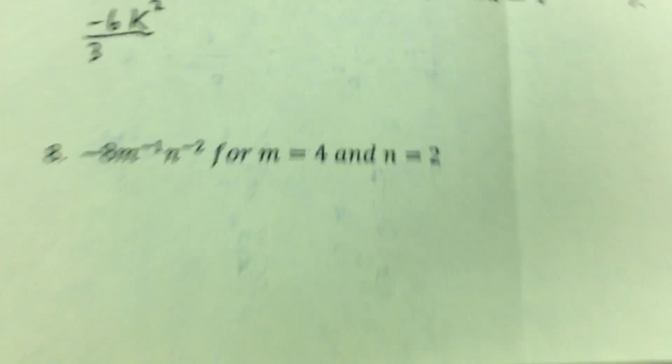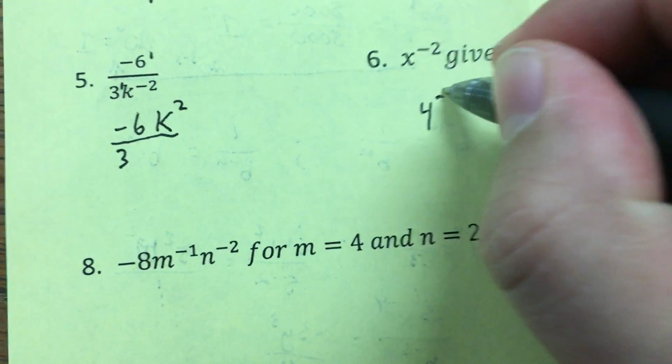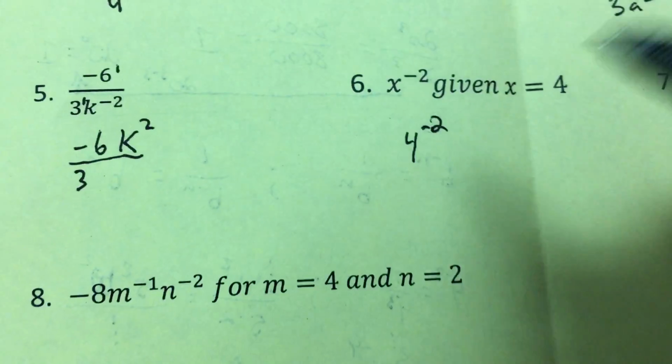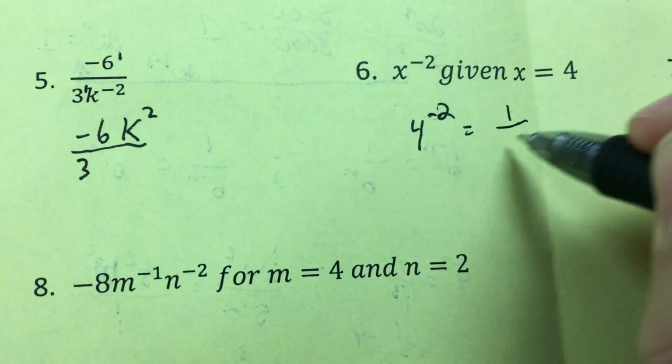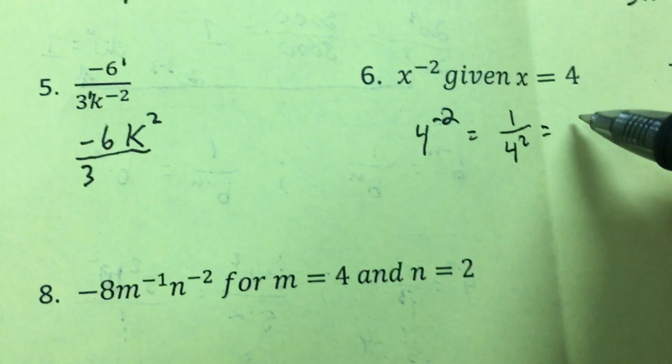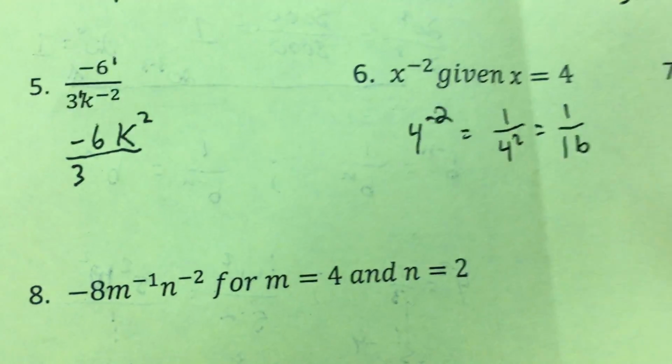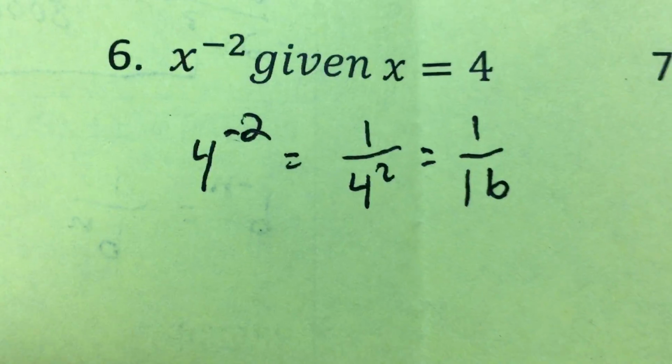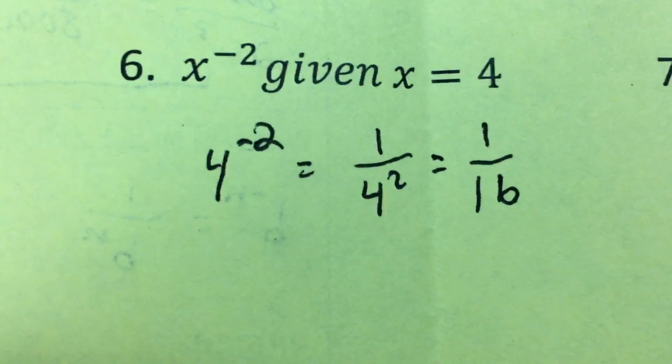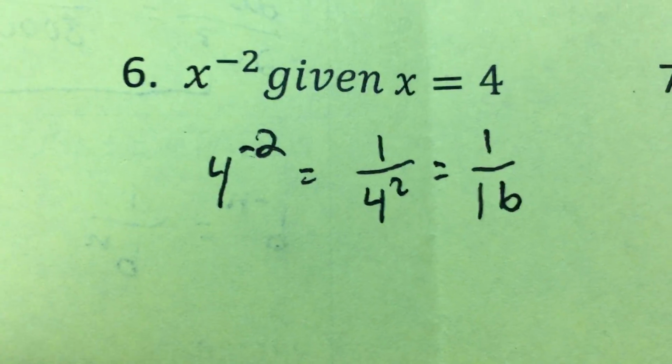Over here, what happens if x is 4? So let's just figure this out. We end up with 4 to the negative 2, which means we end up with 1 over 4 to the positive 2, which means we have 1 over 16. This time they wanted us to actually solve it because they gave us an answer for the variable.